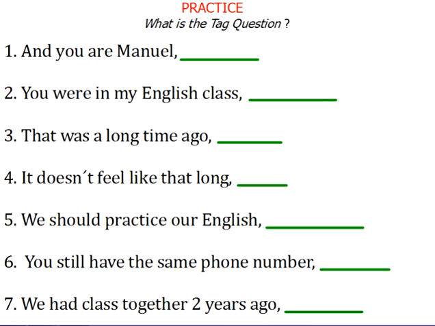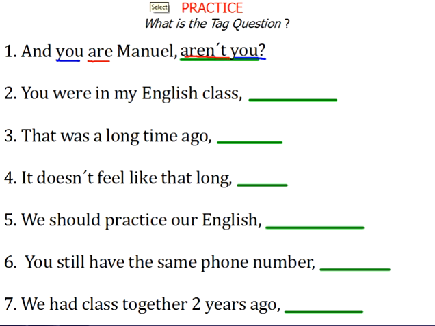Okay, so let's practice by trying to think of what the tag question is for each one of these affirmations. Remember, without a tag, this sentence is just a normal affirmation. It's not a question. But with our tag, we make it a question. Let's look at this. First, number 1. And you are Manuel. The tag is, aren't you? Here we have our subject, you, and our tag, are, becomes, aren't you?